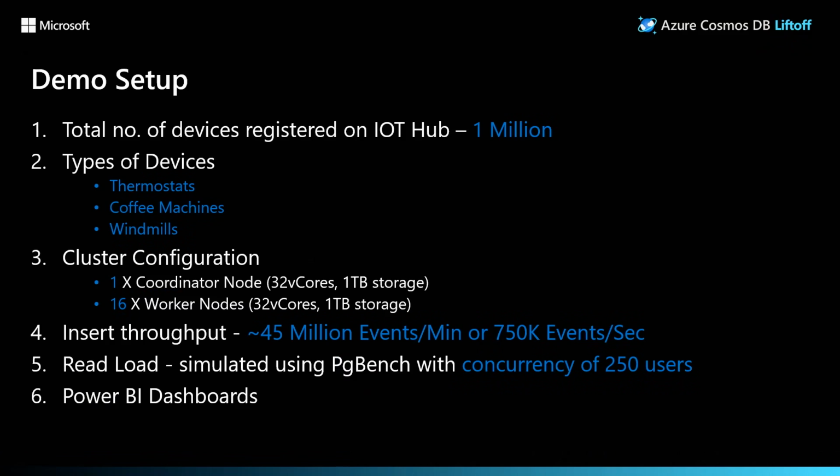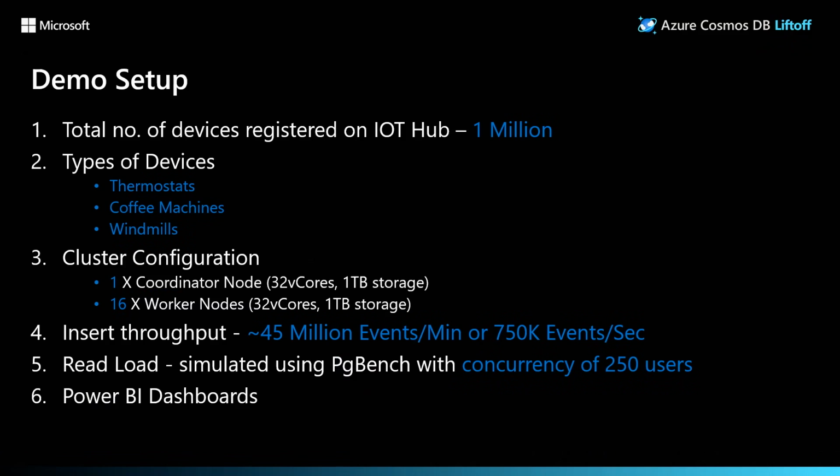These devices are being powered by a simulator program at the backend, which generates a throughput of roughly 45 billion events per minute. These events will then follow the Azure Stream Analytics route and be ingested into Azure Cosmos DB for PostgreSQL. Similarly, read load is simulated using the Postgres pgbench extension, and it runs the test with a variety of query patterns like single selects, cross-node selects, updates, and delete transactions.